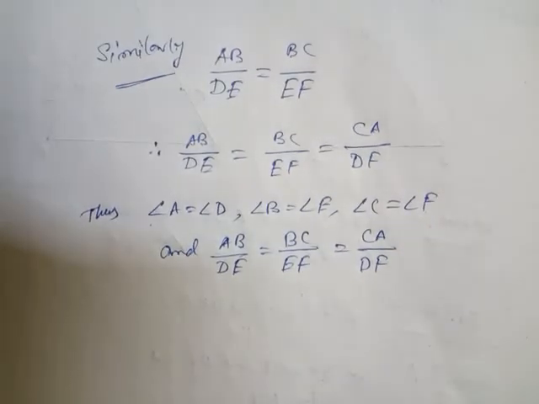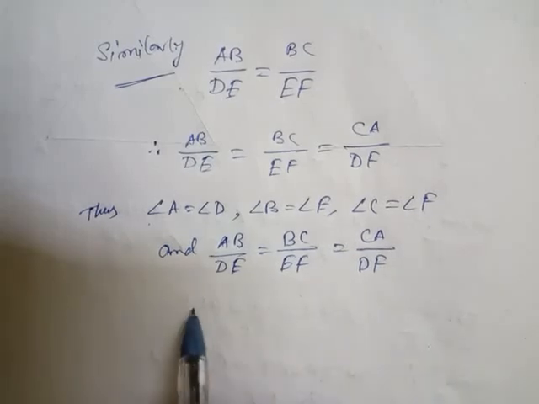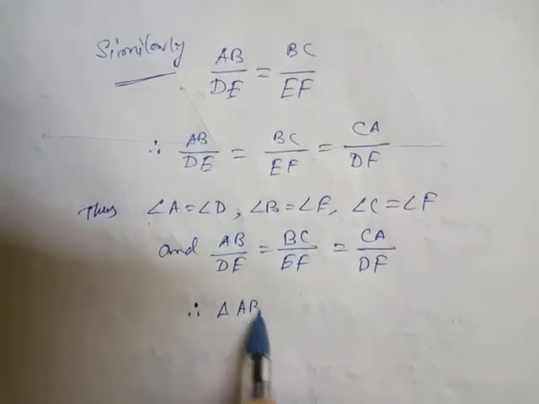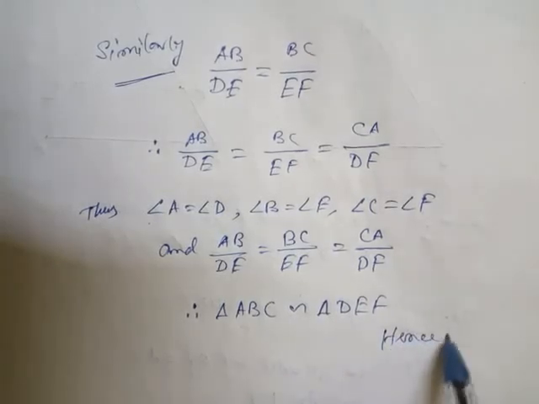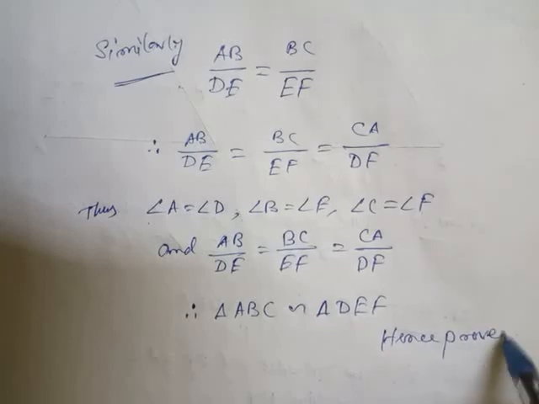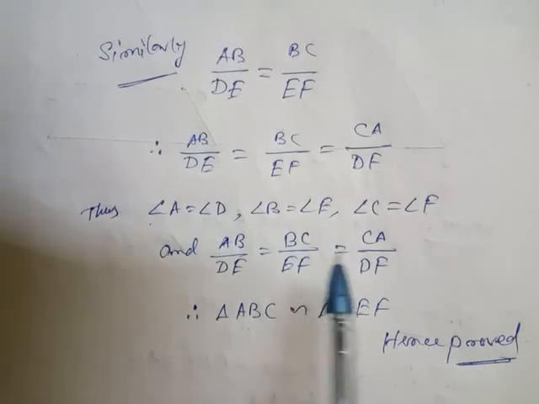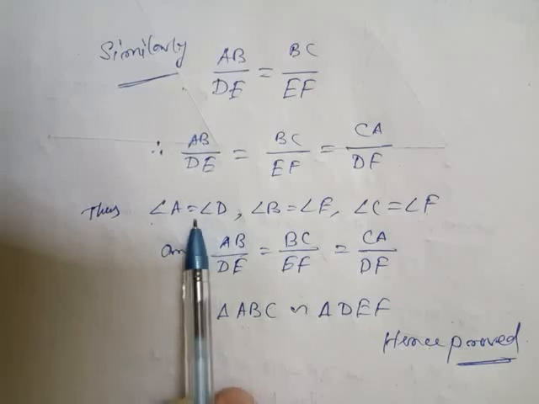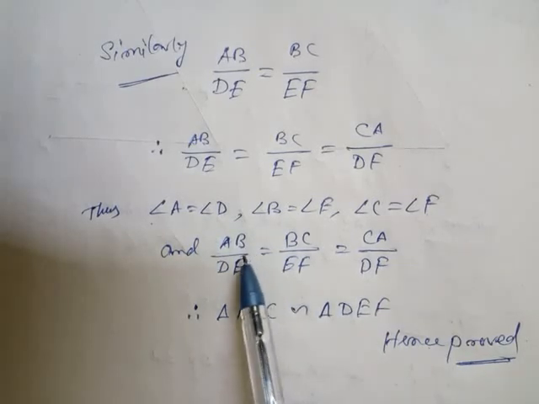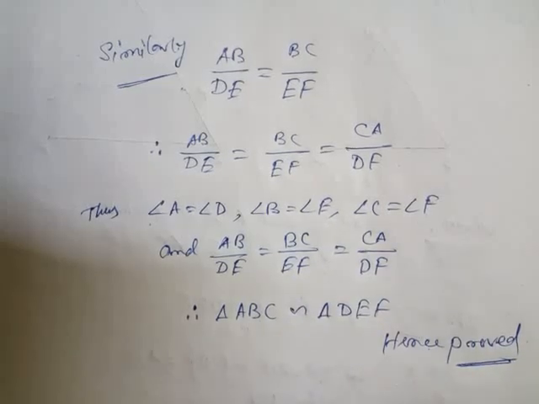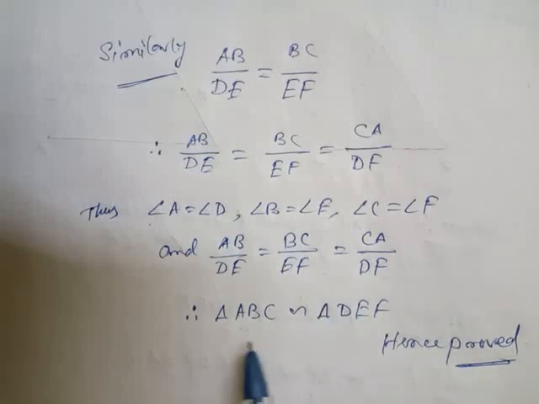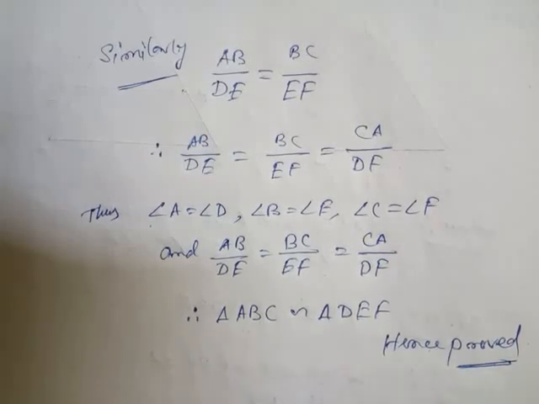Now look, student, so the last line we can write directly: therefore triangle ABC is similar to triangle DEF, hence proved. Why? I'm telling you now. Since all the corresponding angles are equal and the corresponding sides are proportional, these satisfy the condition of the theorem, which indicates that triangle ABC is similar to triangle DEF. So this is our 6.3 theorem.